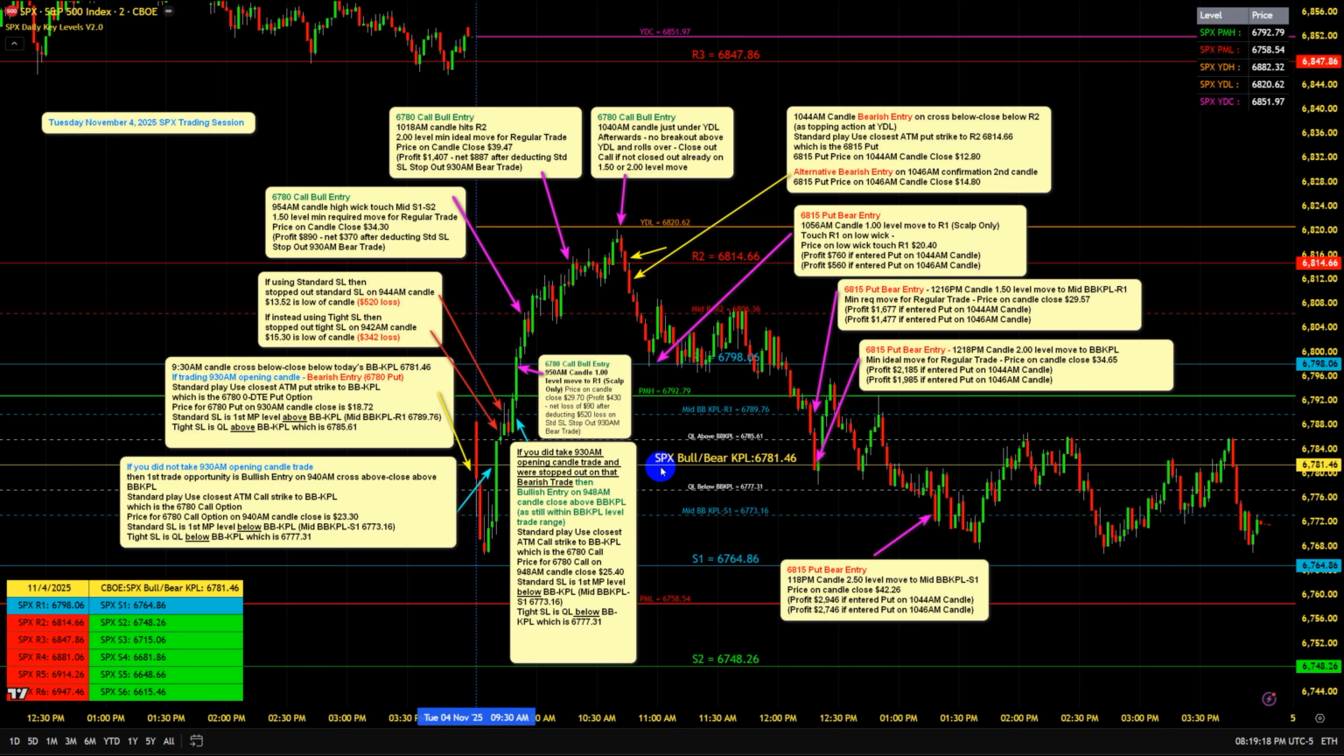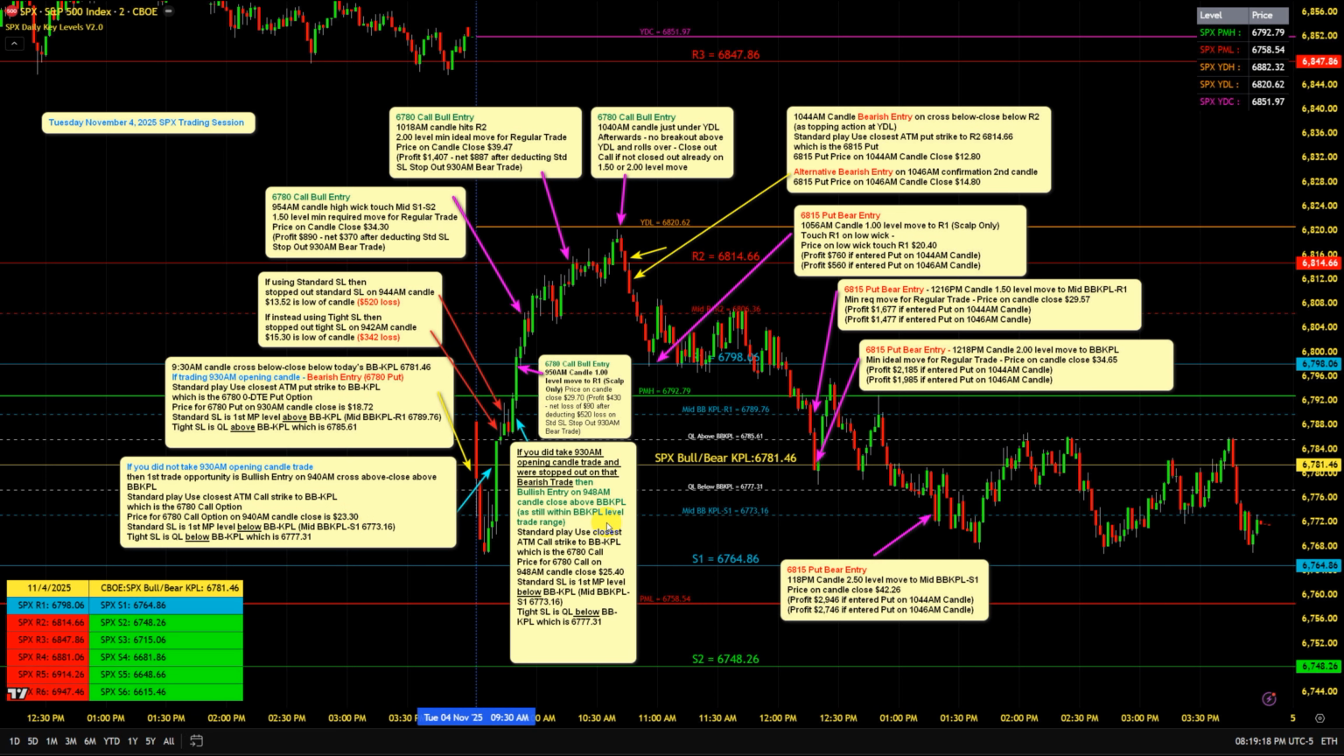So again, standard play is the at the money strike. In this case, though, it's a call strike because it's a bullish play. So it's the same strike for the standard play, 67.80. However, in this case, a call strike. The price for the 67.80 call strike on this candle is $23.30.